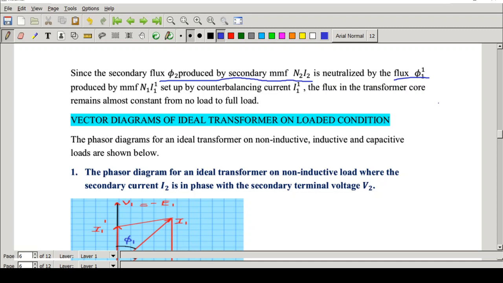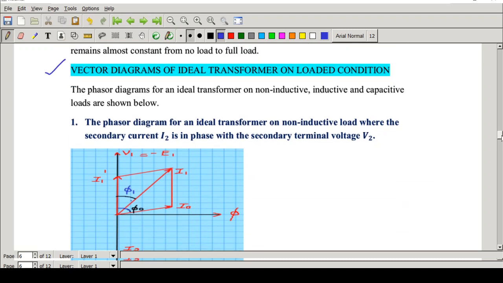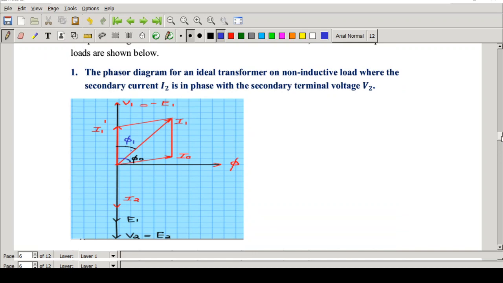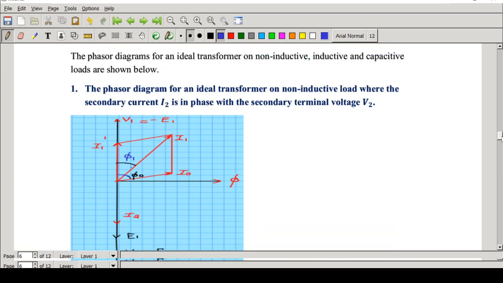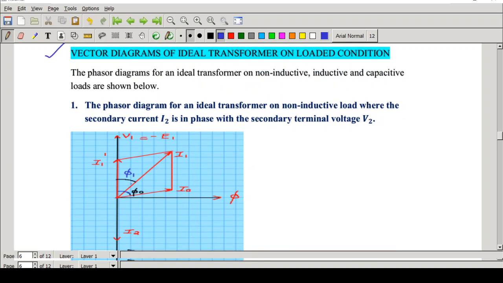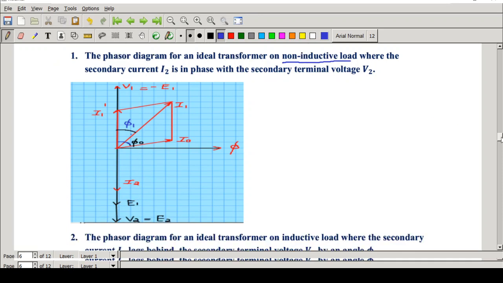Now we will see the vector diagrams of the ideal transformer, we are discussing the ideal transformer, under loaded condition. Okay, since there is a loaded condition, what will be the first change? There will be a current I2, right? Okay, now we will go through the phasor diagram. First, we will consider a non-inductive load or a resistive load. Okay, so first we will see the current I2. Since this is a resistive load, here you can see V2.